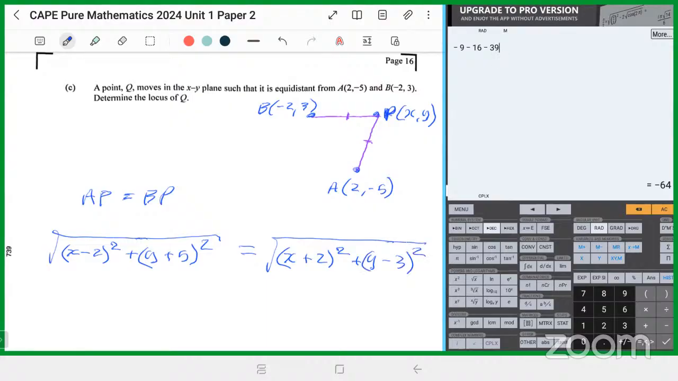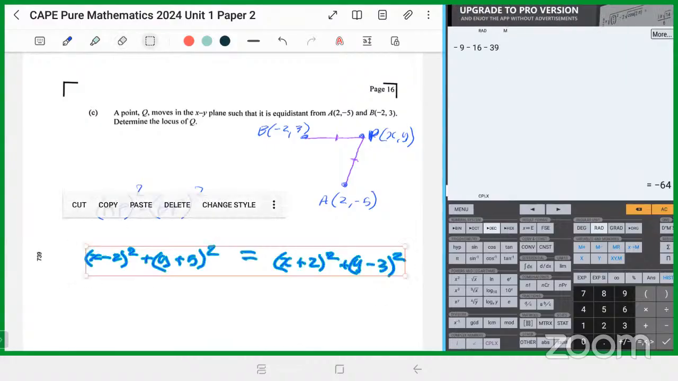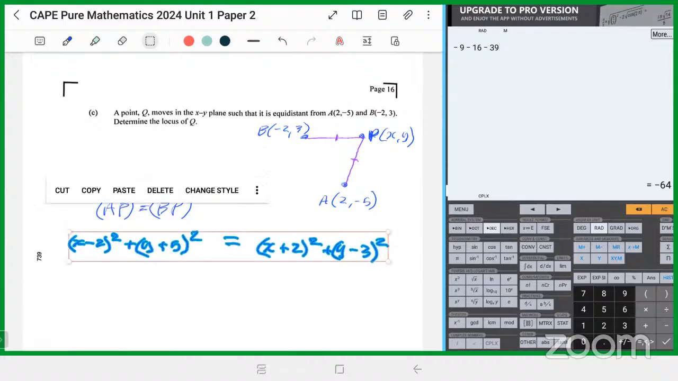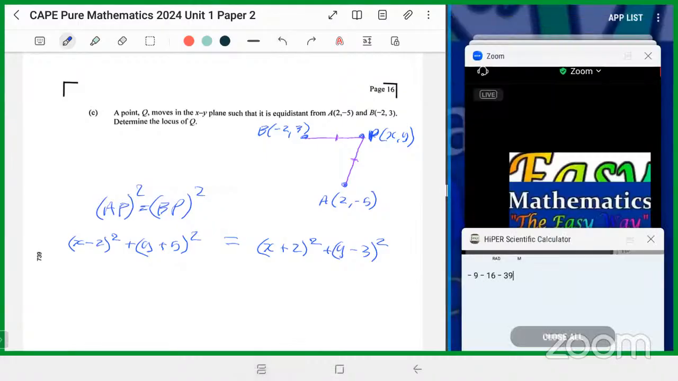And then we square both sides. We could literally leave off the square root. We could put the square on this and put the square on that, and then leave off the square root like this. We're going that way, and then we are working this out. So technically we have the locus right here now. We might want to simplify it.